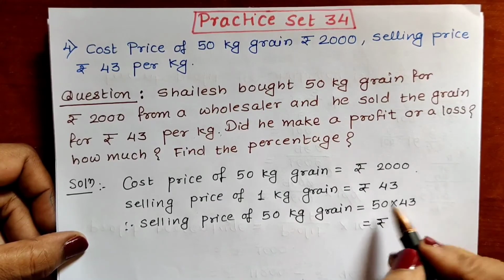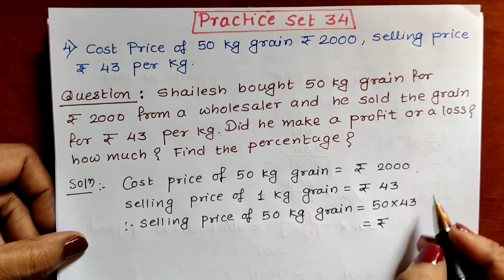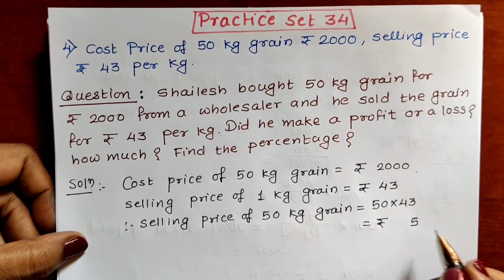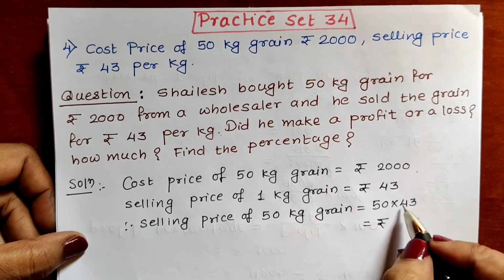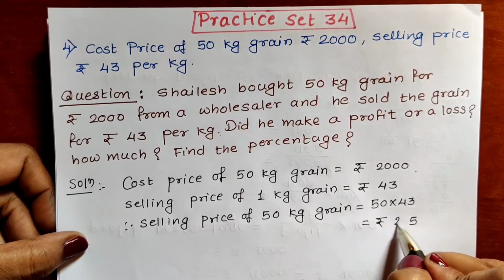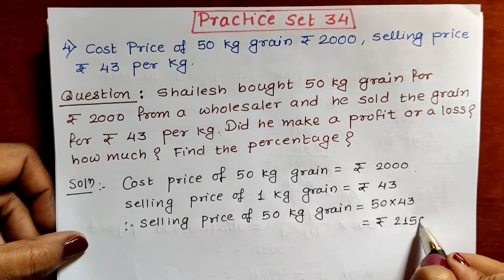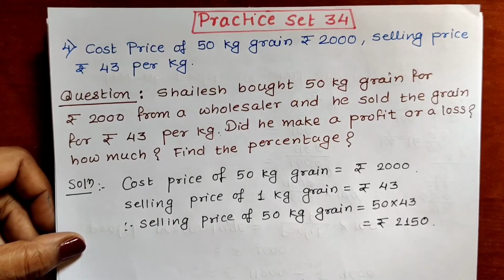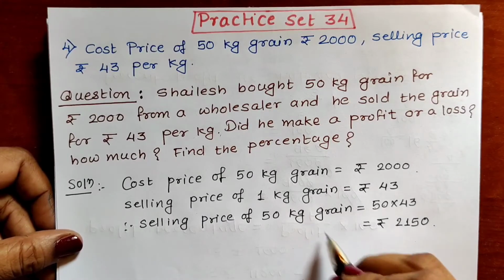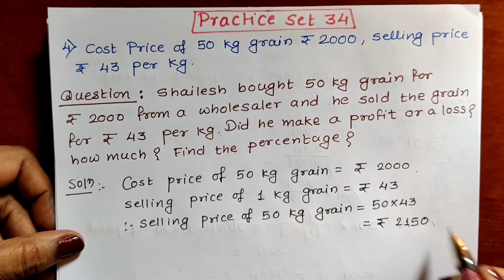What will be the answer? If you multiply by 5, 5 3s are 15. 5 written, 1 carried over. 5 fours are 20, 20 plus 1 is 21, and then this 0 we have to put in the end at the unit place. So the selling price is rupees 2150.